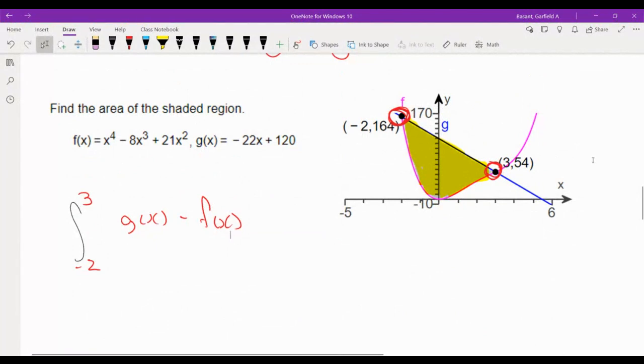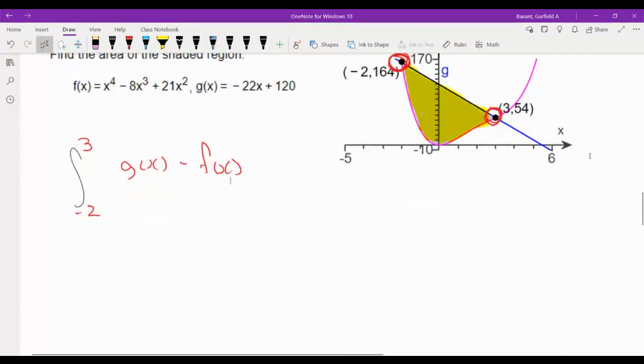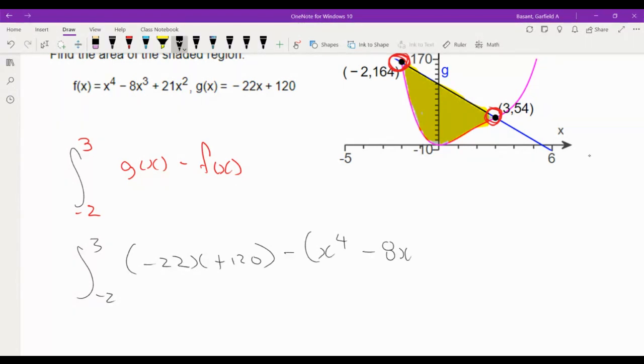Now, if you can do that or understand that, then the rest is relatively the same thing we have been doing. So g of x is negative 22x plus 120 minus x to the fourth minus 8x to the third plus 21x squared. And of course, we're taking the integral with respect to x.